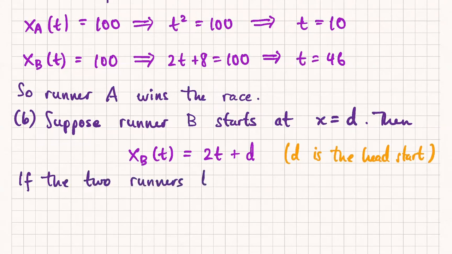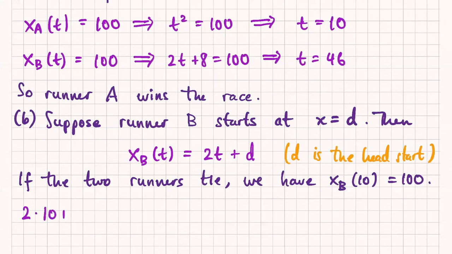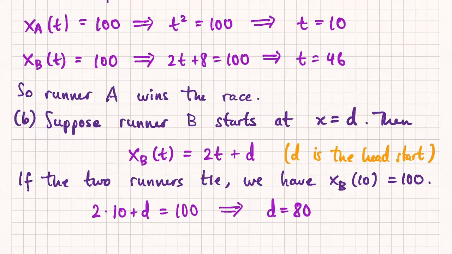So if the two runners tie, we have that x_B of 10 must be equal to 100. At 10 seconds, runner B is also at 100 meters, just like runner A. So we get 2 times 10 plus d must be equal to 100, and solving for d gives me 80. So if you want these two runners to end the race at the same time, runner B actually needed an 80-meter head start. A little ridiculous if you think about it.